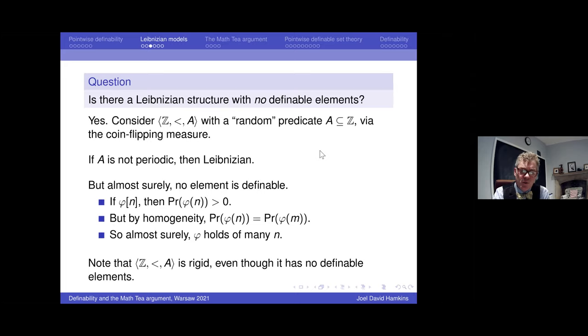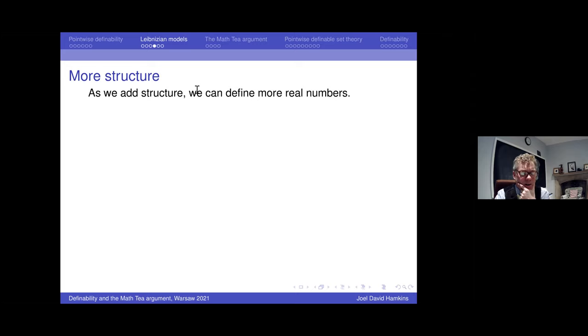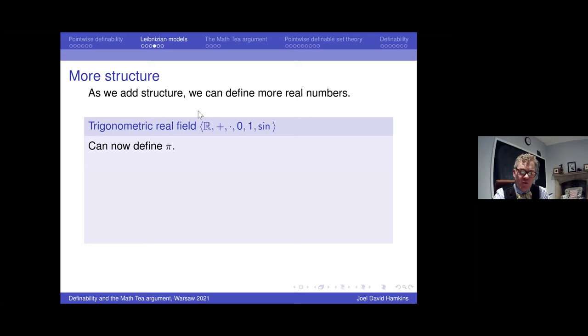Okay, so let's go back now up to the math T argument. Now we want to add more structure. We had the real field, but let's look at the trigonometric real field where we add, say, the sine function as an additional function symbol to the signature. Now, of course, we can define the number pi because that has to do with the zeros of the sine function.